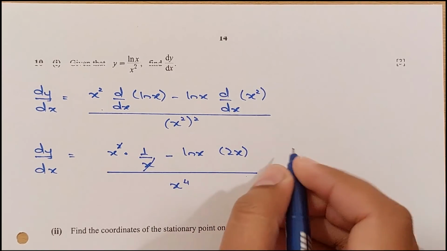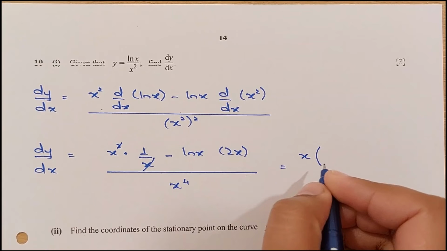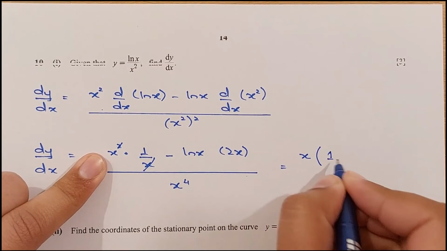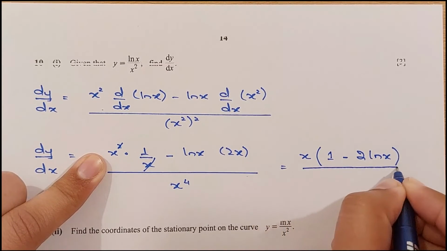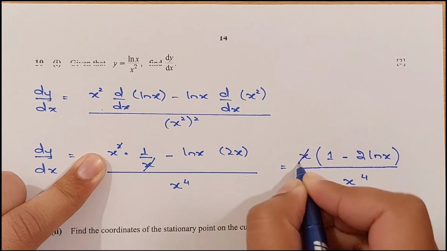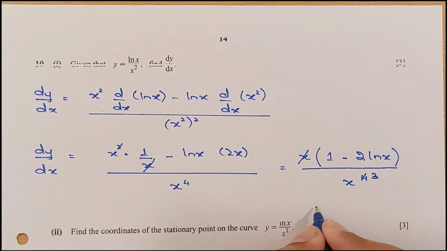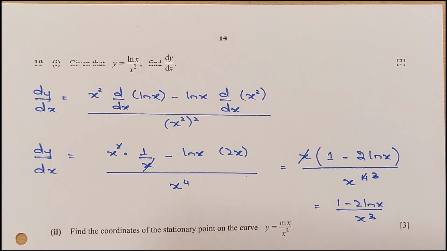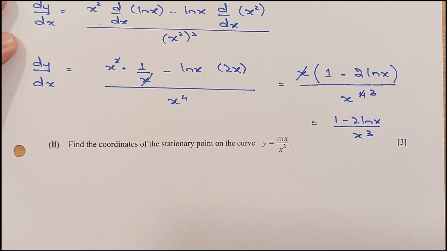We can cancel this x and we can take x common from the numerator as well. So we have x times (1 minus 2 ln x) divided by x power 4. So we can cancel this with x cube. So the simplified answer is 1 minus 2 ln x over x cube for dy by dx, right? Now for the second part, find the coordinates of the stationary point on the curve, right?